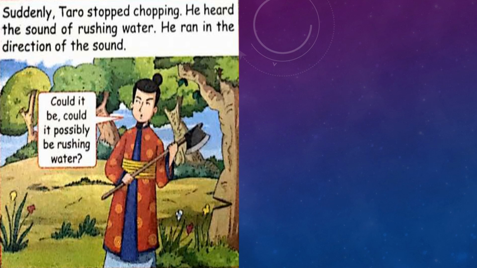So suddenly what happened? Taro stopped chopping. Okay, so he stopped that work that he was doing at that time. He heard the sound of rushing water. So what is rushing water? Rushing water means a moving thing that creates a lot of sound. So moving quickly, that's why it is making a lot of sound. So there was the sound of the rushing water.